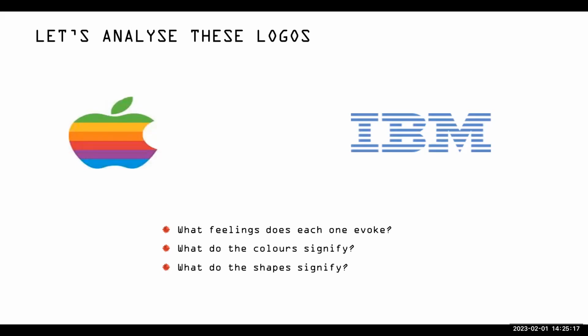Now, when you compare it with the competition, look how different it looks. Just think about it: when you see the Apple logo, what feelings does it evoke? And when you look at the IBM logo, what feelings does it evoke? What do the colors signify, and what do the shapes signify? These are the questions that you ask when you're trying to evaluate a visual semiotically.